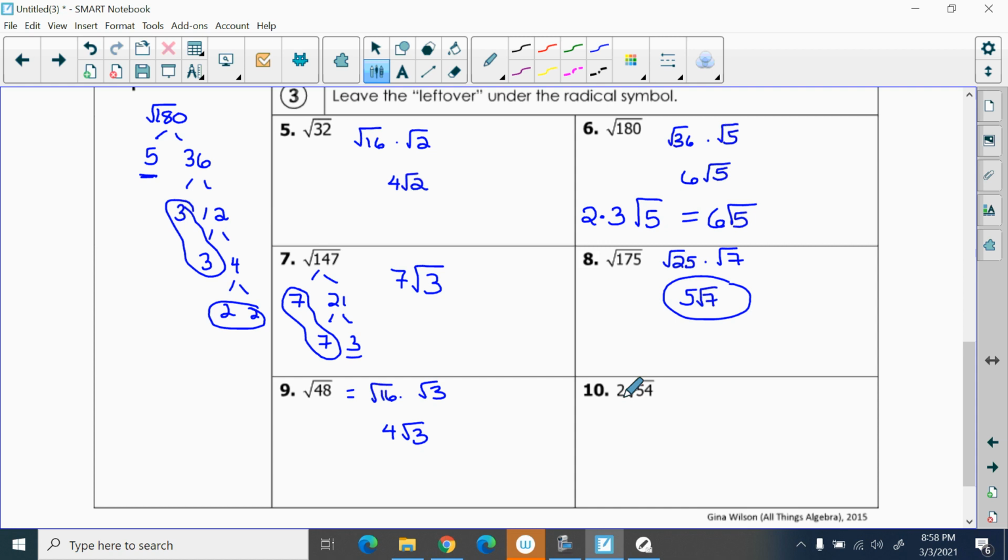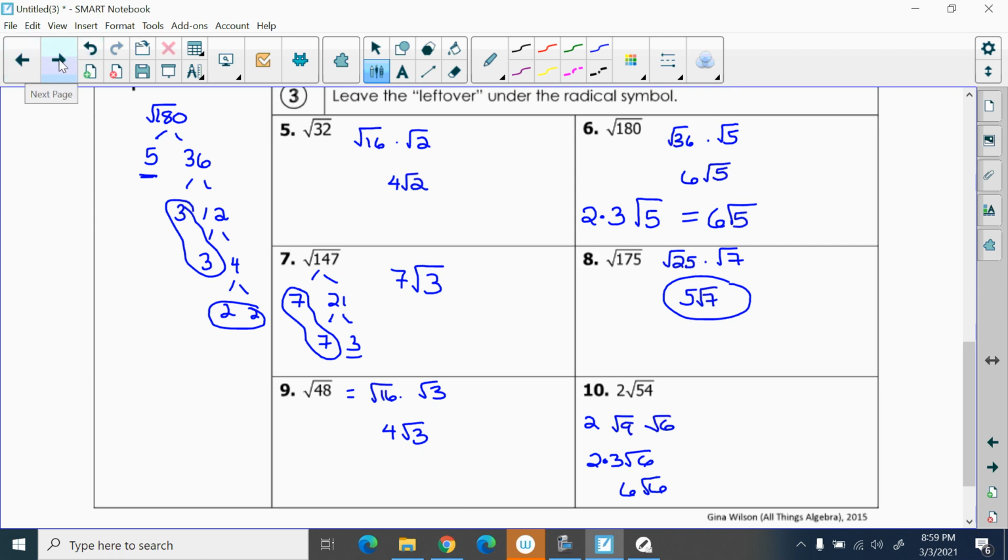Now I have a number on the outside, so I'm going to keep that here. And I know that 54 is equal to 9 times 6. Now 6 isn't prime, but its only 2 factors are 3 and 2, which are prime. So I know I can't reduce this any further than I have. So this is 2 times 3 times the square root of 6. So this will be 6 times the square root of 6.